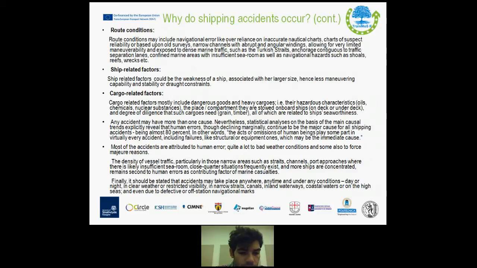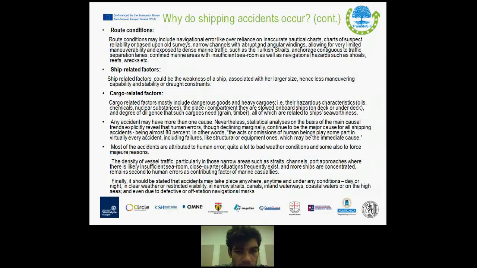Most of the accidents are attributed to human error, quite a lot to bad weather conditions, and some also to force majeure reasons. The density of vessel traffic, particularly in those narrow areas such as straits, channels, port approaches where there is likely insufficient room, close quarter situation frequently exists and more ships are concentrated, remains second to human errors as a contributing factor of marine casualties. Finally, it should be stated that accidents may take place anywhere, anytime, and under any conditions, day or night, in clear weather or restricted visibility, in narrow straits, canals, inland waterways, coastal waters, or on the high seas, and even due to defective or off-station navigational marks.